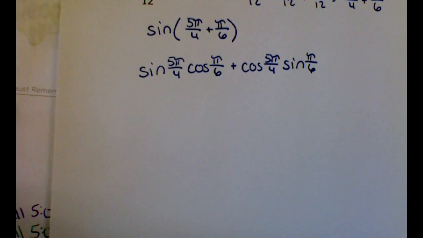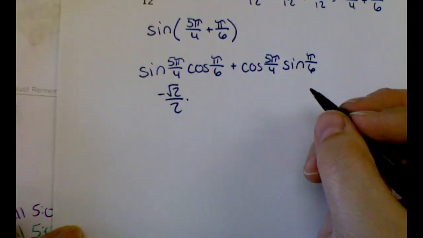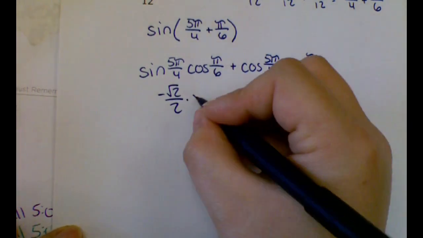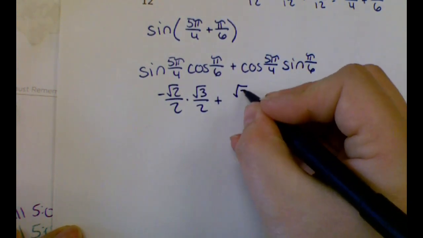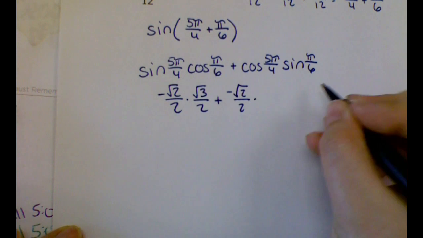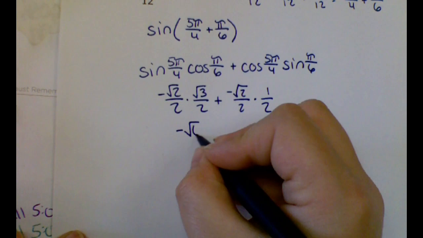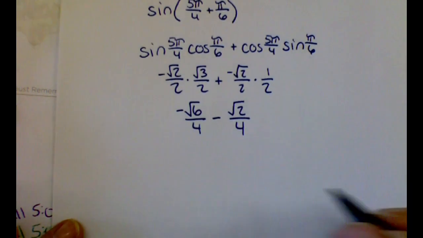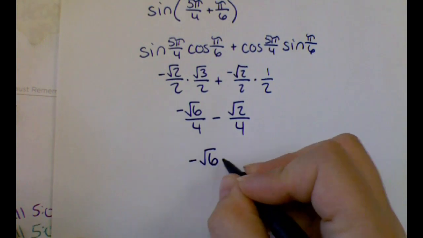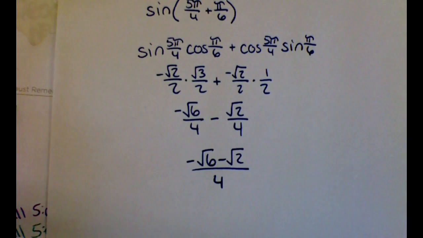So sine of 5 pi over 4 is negative square root 2 over 2. The cosine of pi over 6 is square root 3 over 2. The cosine of 5 pi over 4 is negative square root 2 over 2. The sine of pi over 6 is 1/2. Multiply, I get negative square root 6 over 4 minus square root 2 over 4. Combine them into one fraction since they've already got that common denominator. Our answer is negative square root 6 minus square root 2 over 4.